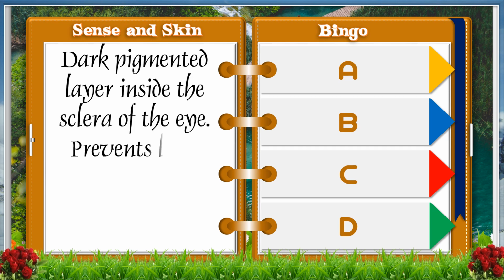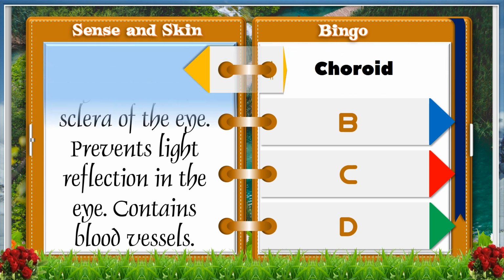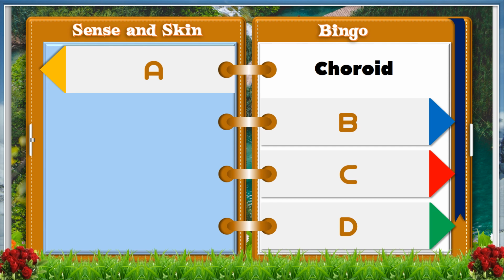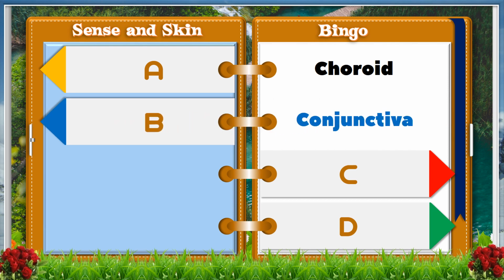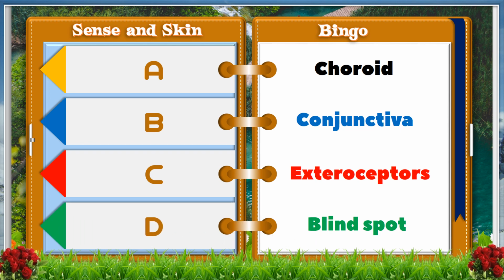Dark pigmented layer inside sclera of the eye prevents light refraction in the eye, contains blood vessels. A. Choroid. B. Conjunctiva. C. Exteroceptors. D. Blind spot. And the answer is A. Choroid.